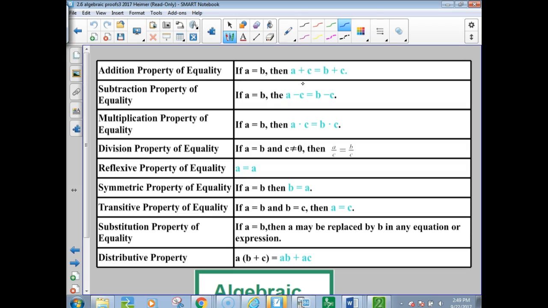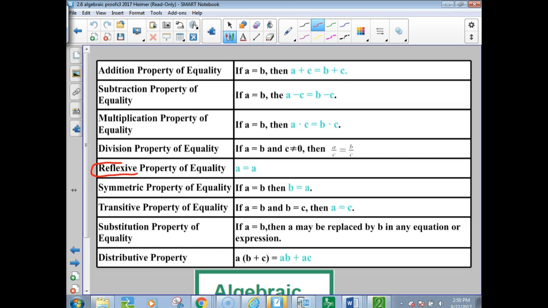The addition property of equality says if A equals B, then you can add the same thing to both sides and it will still be equivalent. You've done that before. The subtraction property, likewise: if A equals B, you can subtract something from both sides and it will still be balanced. The multiplication property, you are allowed to multiply both sides by something. You can divide by something, division property. These are all things that you use when you solve your equations. Then there's a couple new ones, so we're going to highlight those.